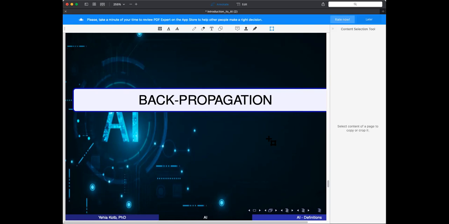So the algorithm that we use to train the neural network is called back propagation. I'm sorry, I said it wrong. Back propagation is one of the algorithms that we use to train a neural network. There are many, many other algorithms, okay? I said it wrong, I'm sorry.